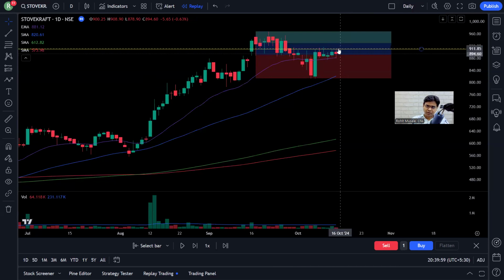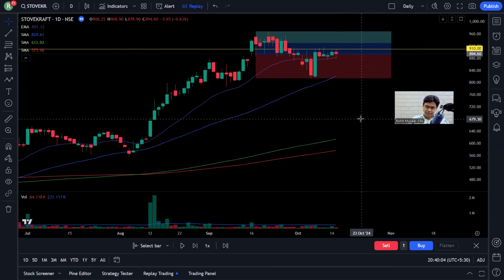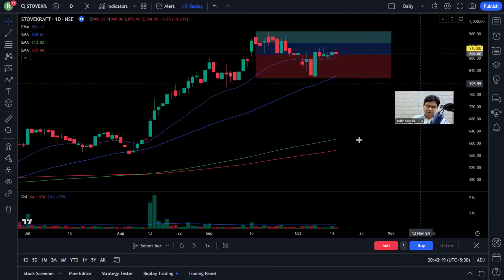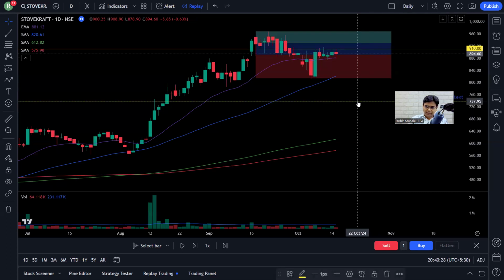And I have already marked my buy point. So 910 is the buy point. So normally what I do is I don't want to buy a stock which is extended. So if the price goes up more than 1% above the buy point, I'm not buying the stock. So if you look at this, 1% of 910 is 9 rupees. So you add 9 to this. So around 920. So you draw a line at 920.